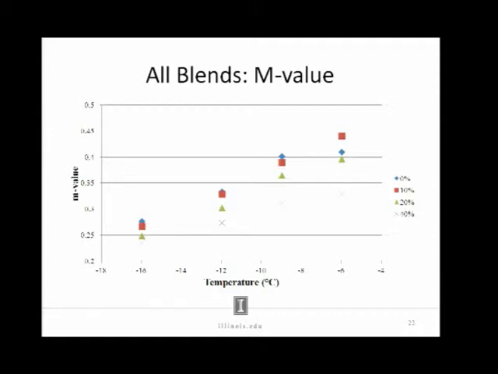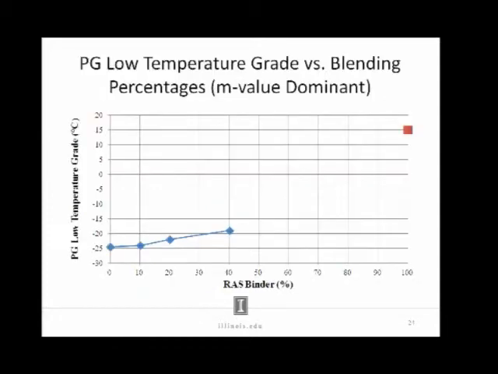So if we take a look at this holistically, we can see some pretty clear trends here. The blue is the virgin binder, and as we incorporate RAS at these varying percentages, that m-value decreases. I'm assuming you are all familiar with this, but the m-value is essentially the relaxation rate of the binder, its ability to relax stresses. And this makes sense: as you increase the RAS binder, it's stiffer. It can't relax those stresses as easily as a softer PG 64-22 binder. So I was pleased with this trend.